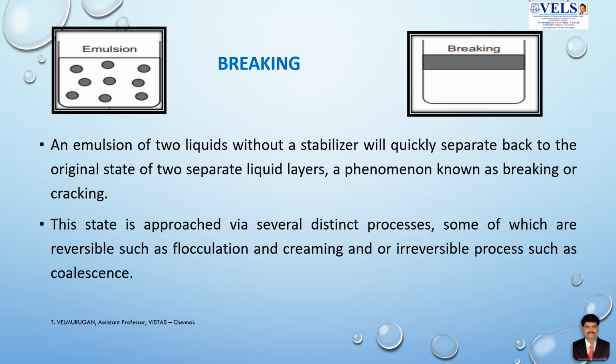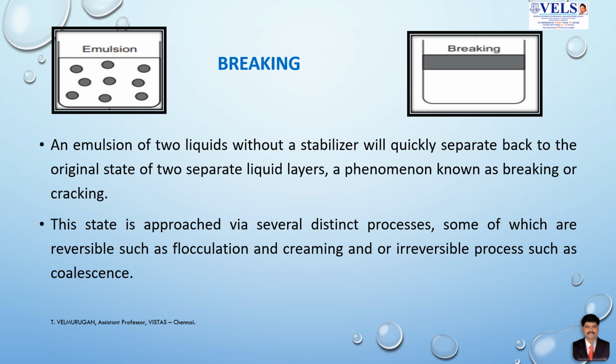Then breaking. See here, breaking is another instability of the emulsion. This is the normal emulsion. See here, breaking, so the phases break. That is what we call the breaking of the emulsion. In an emulsion, two phases without a stabilizer will quickly separate back to the original state, separate liquid layers. The phenomenon is known as breaking or cracking.